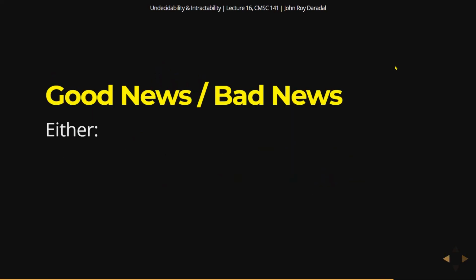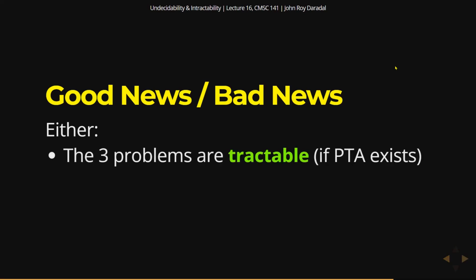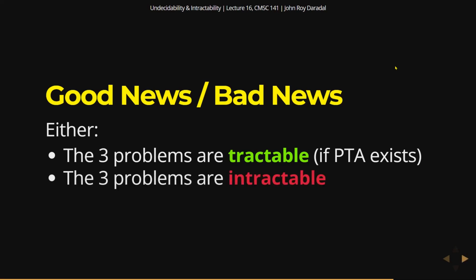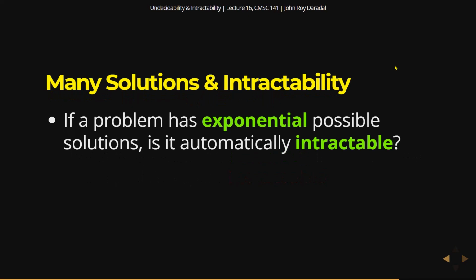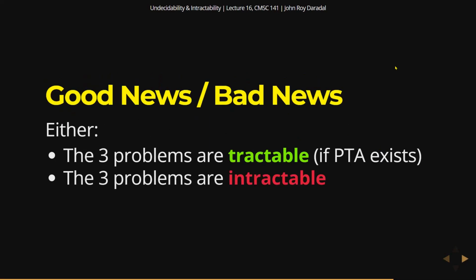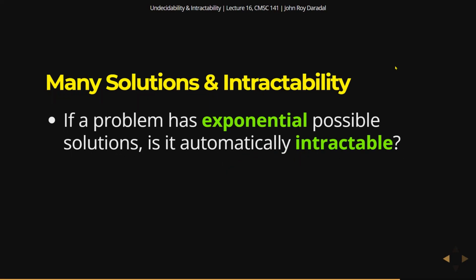However, there's kind of a good news slash bad news. There are only two things. Either the three problems are tractable, meaning there's a polynomial time algorithm that exists, and if it exists, then all three are okay now because all their problems are solved. Or all three problems are intractable, meaning no polynomial time algorithm exists for all their problems. So that's either good news or bad news because it's all or nothing, right? Either there is one algorithm that will solve it for the three of you, or there really is no algorithm that will solve it for the three of you.